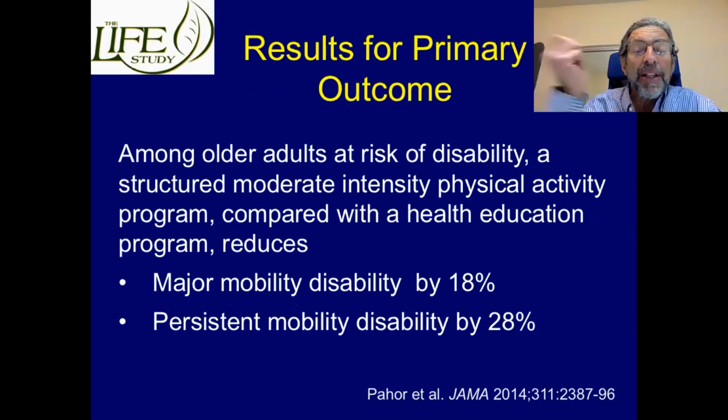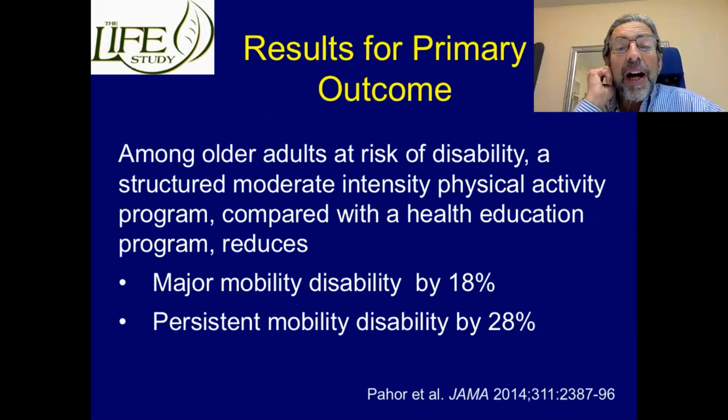So this shows the results of this study among older adults at risk of disability: a structured moderate intensity physical activity program compared with the health education program, which was the control group, reduced major mobility disability by 18%. And then we also looked at persistent mobility disability.